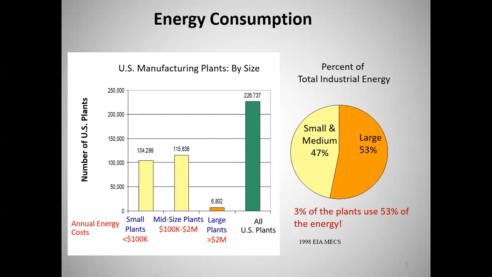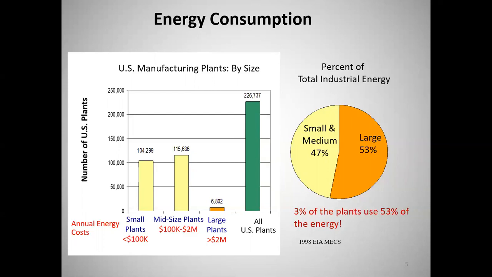By plant size, if you look at the number of U.S. plants, and then those large plants, this shows about 6,800, or maybe fewer than that now. But those 6,800 use roughly 53% of the industrial energy. So if you're going to save a boatload of energy, you need to go see the big boys that are using a whole bunch of energy. That's kind of the takeaway there. There's a lot of small ones, but they don't add up to such a big total.